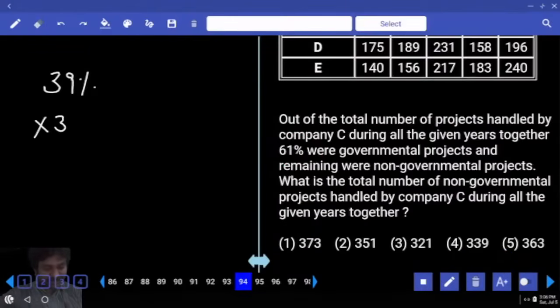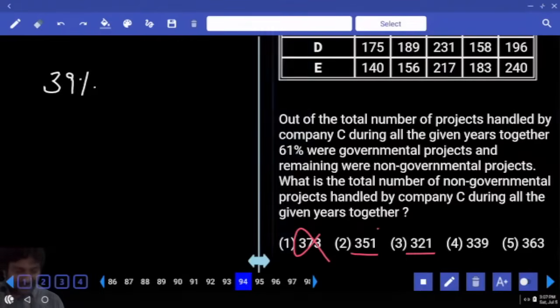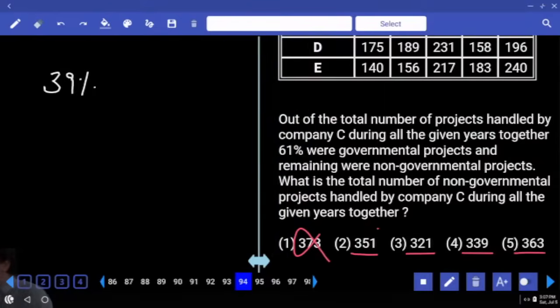Can it be the first option? Second option? Yes, hold it. Third option? Yes, hold it. Fourth option? Yes. Fifth option? Yes. 39 is also a 13 multiple. Come on. You need to verify whether each and every number is a 13 multiple or not.